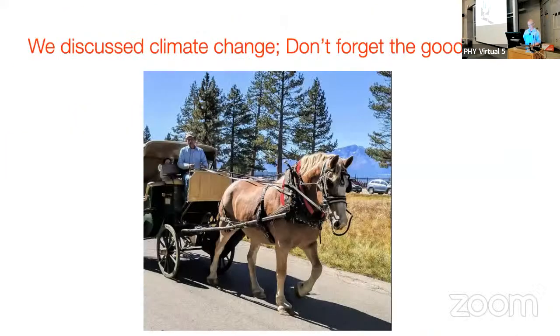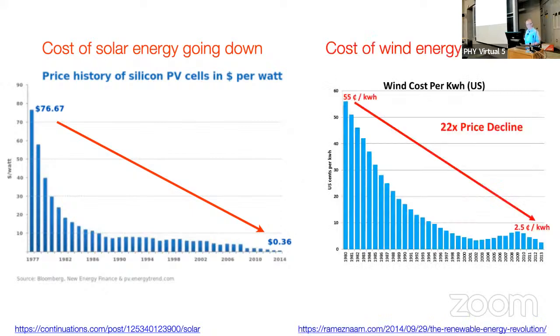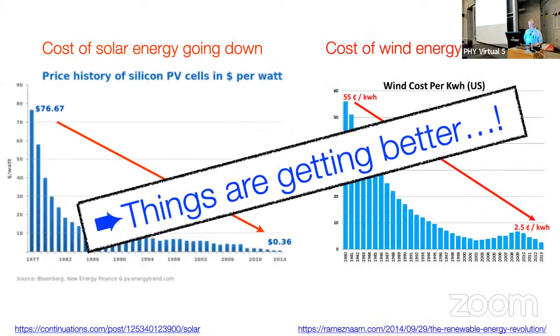All right. So we discussed climate change, but I want to remind everyone not to forget the good news. You all know about the horses now. And also, in addition to the horses, I didn't show that yesterday, but the price of solar energy went down from $80 to $0.3. That's a pretty significant decline over a few decades. Things normally get more expensive, just to remind you, right? And then wind energy goes down dramatically. So there's good news. So things are getting better. So we want to remain optimistic.